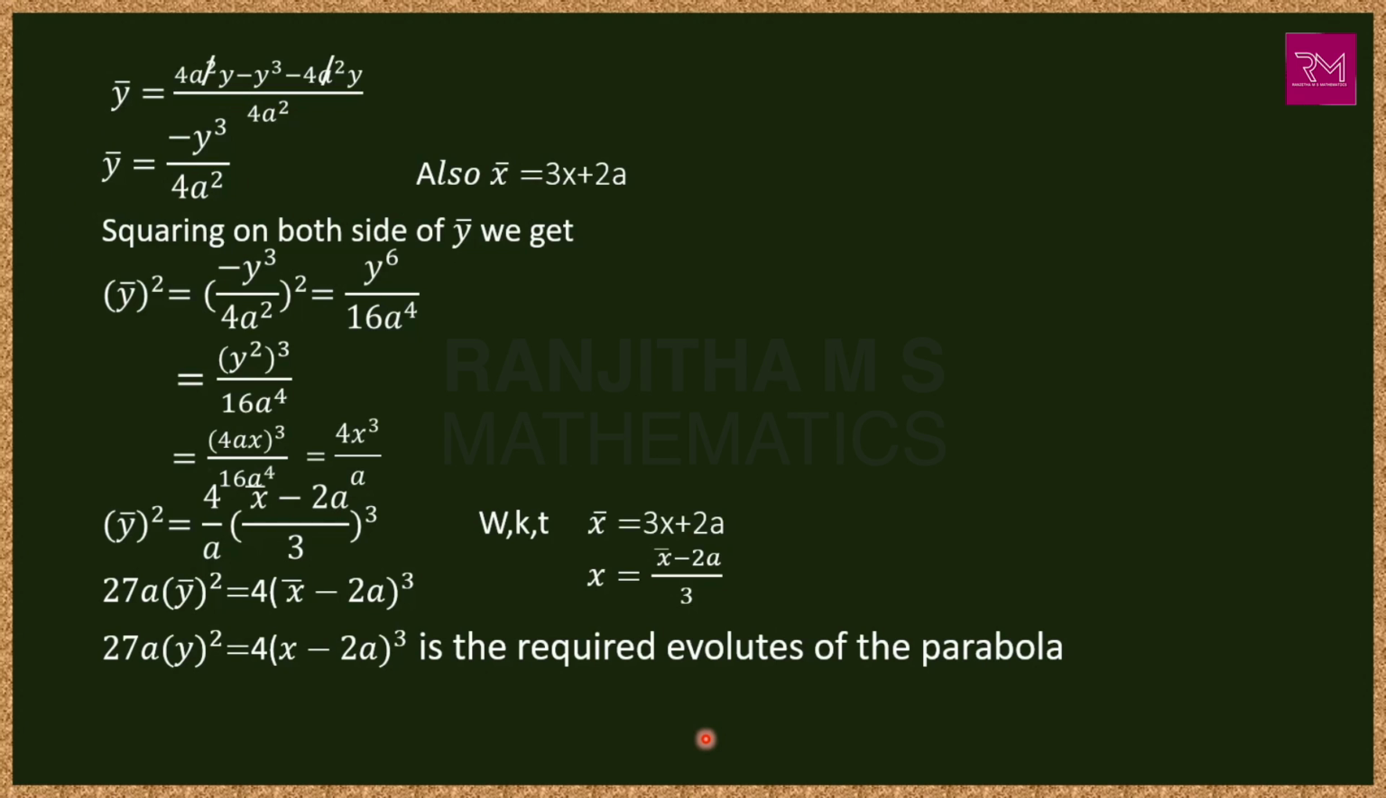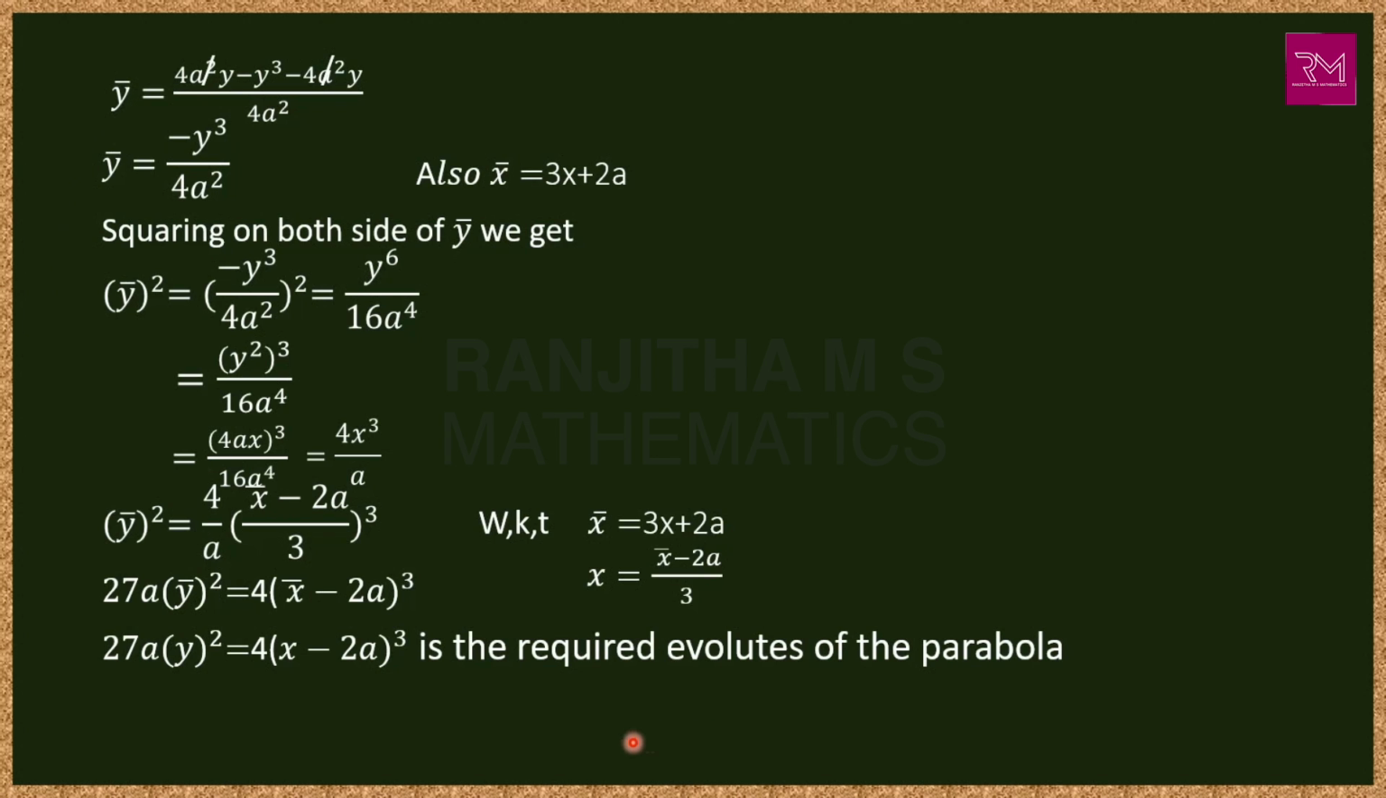Here to find the evolutes of the given curve, first we have to find the coordinates of center of curvature, that is x bar and y bar. Using the value of x bar and y bar, we have to eliminate x and y terms in x bar and y bar. After eliminating x and y value in x bar and y bar, we obtain an equation. That equation is nothing but evolutes of a curve. Also in the final step, we have to replace the x bar and y bar by x and y itself. That equation represents evolutes of the given curve.